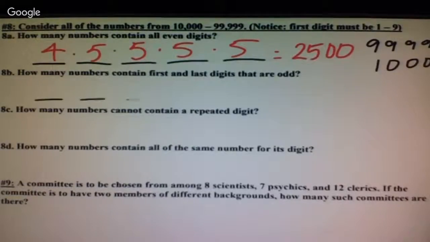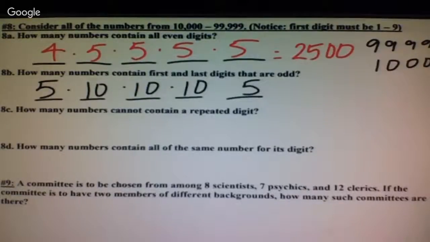Okay, 1, 2, 3, 4, 5. Still a 5-digit number. Now I want this first slot to be odd and the last slot to be odd. So 5 and 5, and everything else 10, 10, 10, 10, is 10. 25,000.